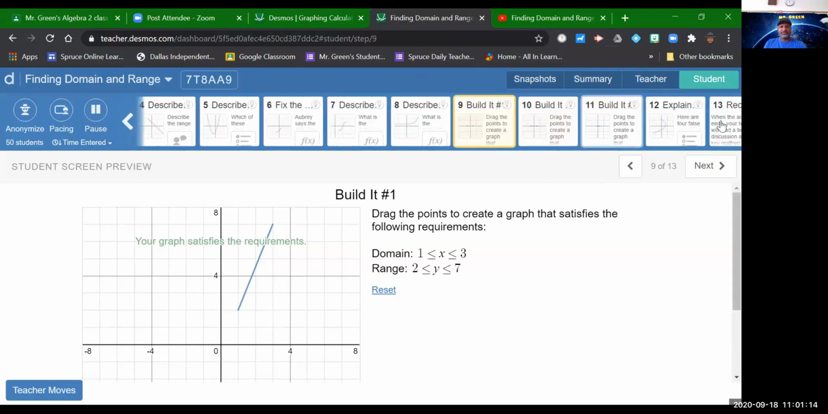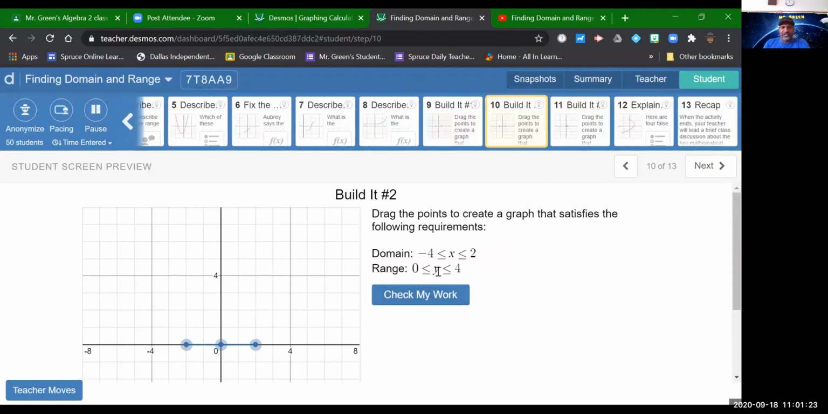Let's try one more. Let's create a graph where the domain is between -4 and 2. So let's go to -4 and 2. All right, so there it is. And let's see if I can get my range between there. Check my work. That's correct. All right, so that's going to end this video.